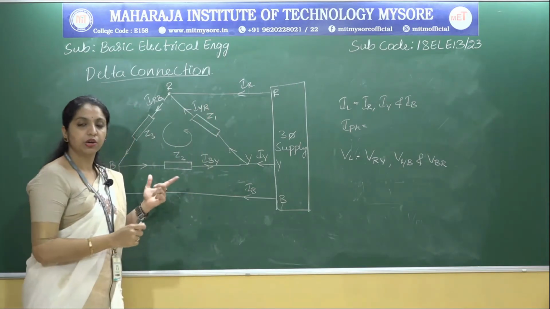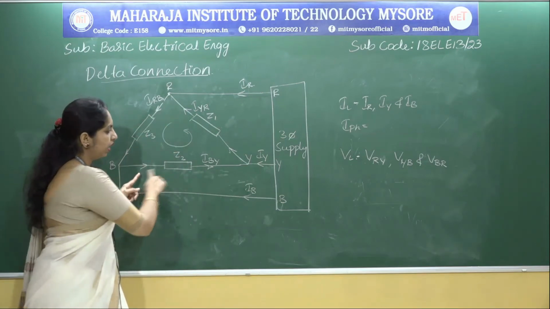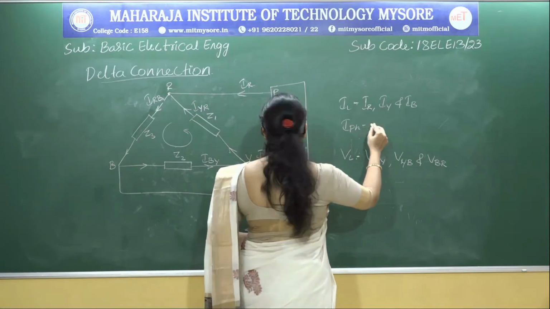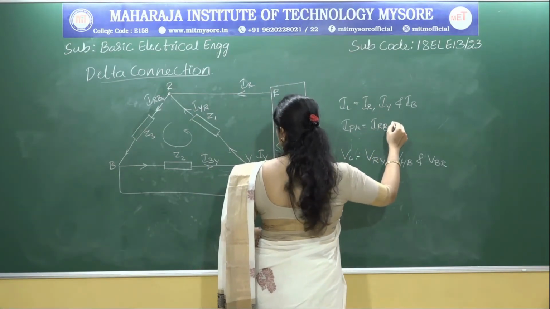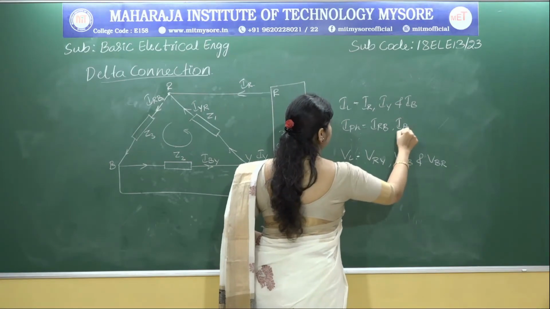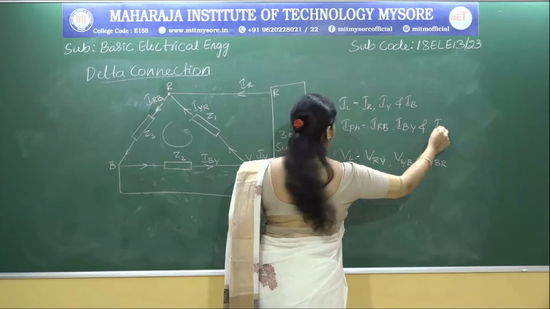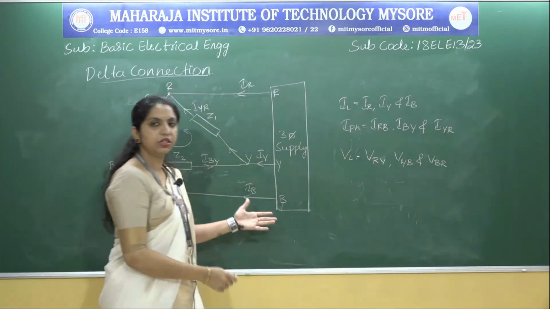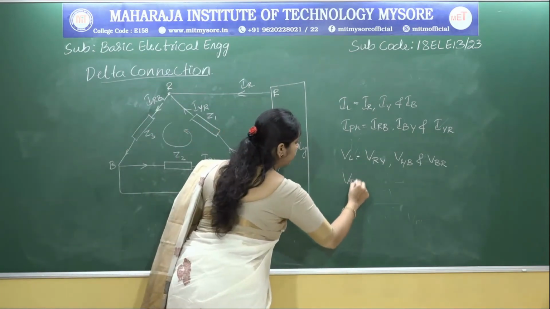So now what are the phase currents? There are three phase currents: IRB, IBY and IYR. So we can have the phase currents as IRB and then IBY, and so we have IYR. So these are the phase currents. And so what is the phase voltage?